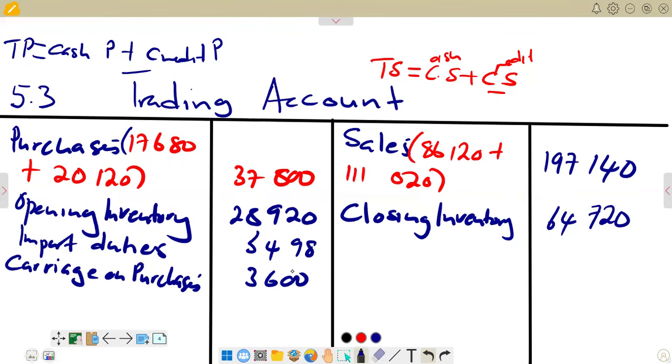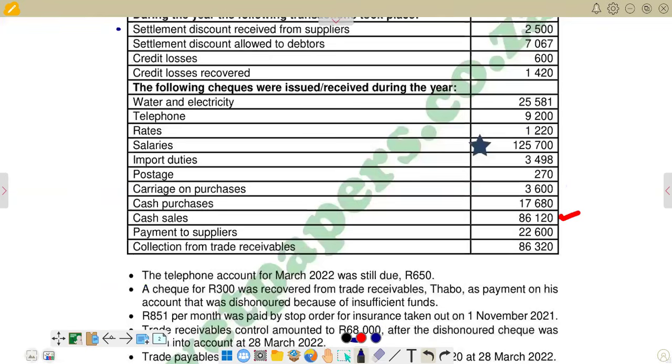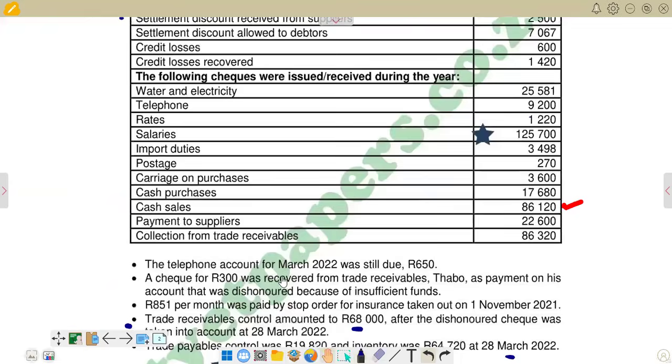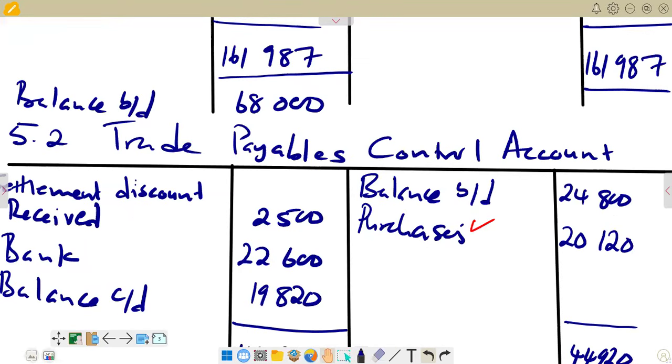And then after having entered this, we can go again to check if we've got any other information that is affecting our trade payables control. Obviously, we have exhausted the list of balances, so we go to the additional information, go item by item to see if we've got anything affecting our trade payables control. You'd see that there's nothing there, so we can go back and balance our account.